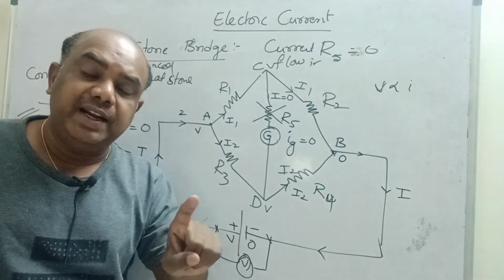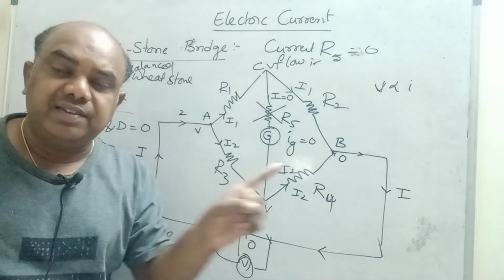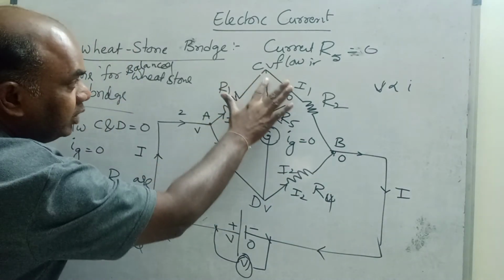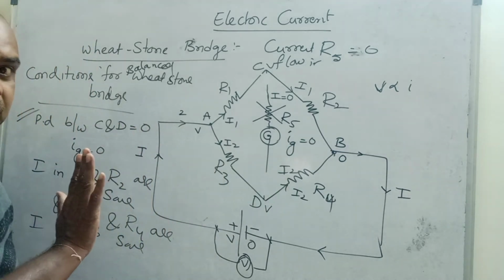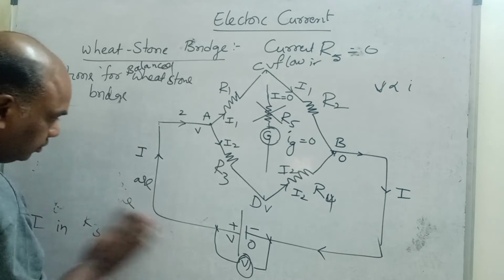Galvanometer not showing any deflection means there is no current flowing in the resistor. If current is not flowing, there is no use of that resistor. You can delete it, eliminate it, remove this resistor. Understand, children? Now we will see what the condition is.